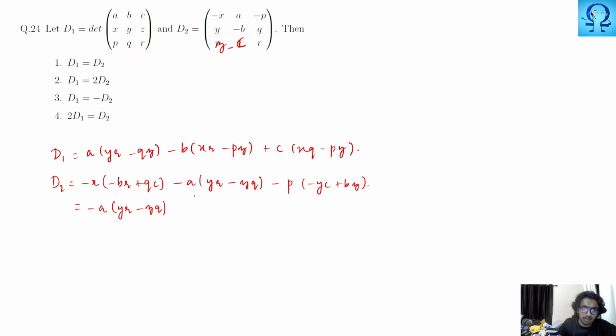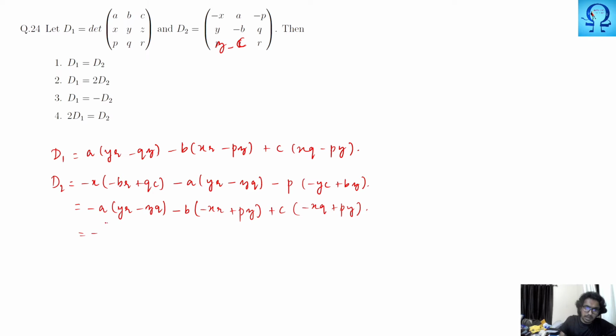Then we have B here, minus B here, right? So take minus B outside. From here we have taken minus B outside, so we would have minus XR, and from here we have taken minus B outside, so plus PZ, right? And from the rest, if you have plus C, then you would have minus XQ from this, and here you would have plus PY.